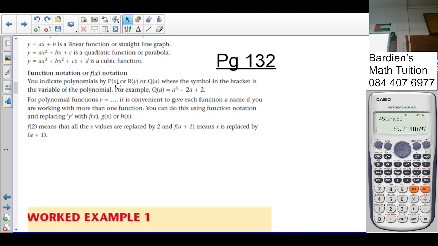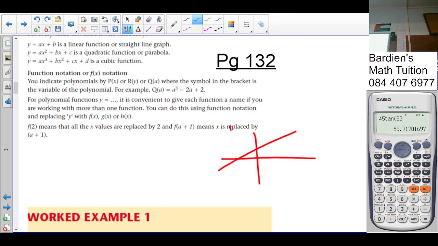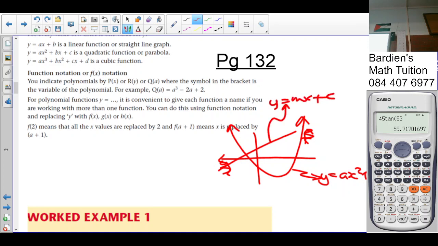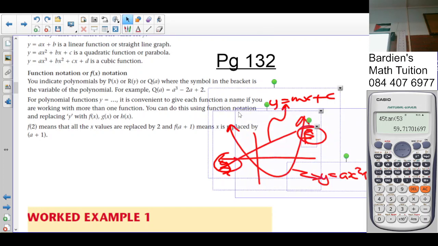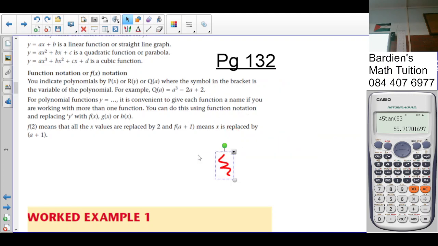It is convenient to give each function a name if you are working with more than one function. So if you have a parabola and a straight line on a graph, we can just say the parabola is f and the straight line is g. Otherwise, we would have to say y is equal to ax squared plus bx plus c, and then y is equal to mx plus c. So you see how much easier it is just to write an f and a g. You guys understand? It makes life a bit easier, and there is less information drawn on the graph.